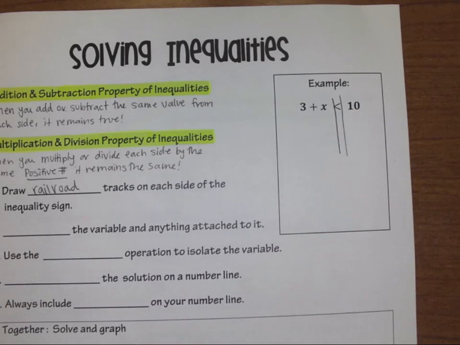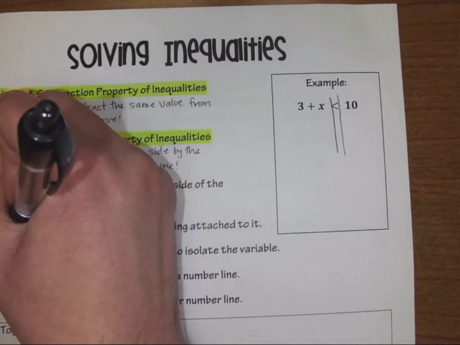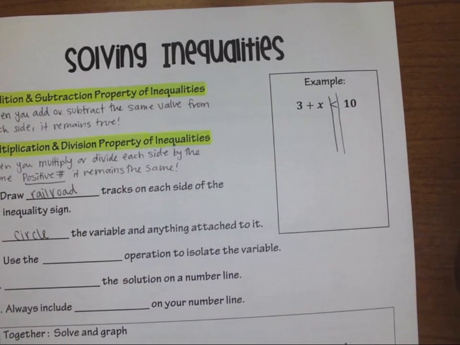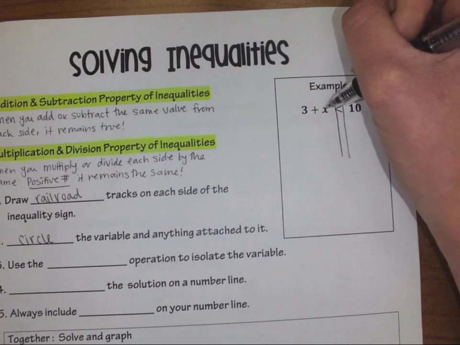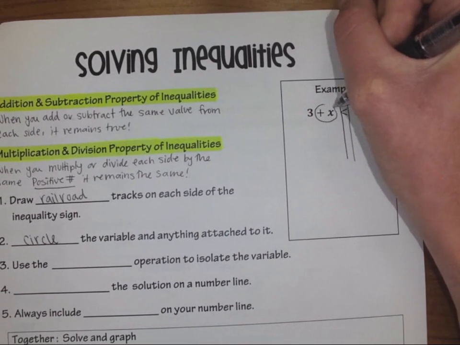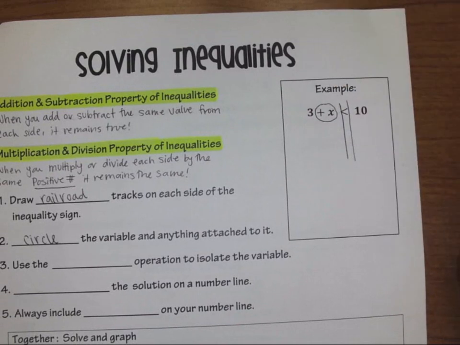The second thing we are going to do is circle the variable and anything attached to it. So we want to see if anything's in front of it. So if we look at this, we have an x, that's our variable, and it has a plus sign with it. So we're going to circle that. Remember, it's got to be in front, not behind it.